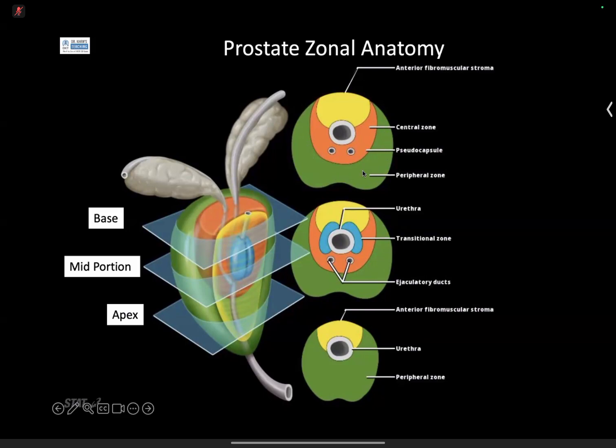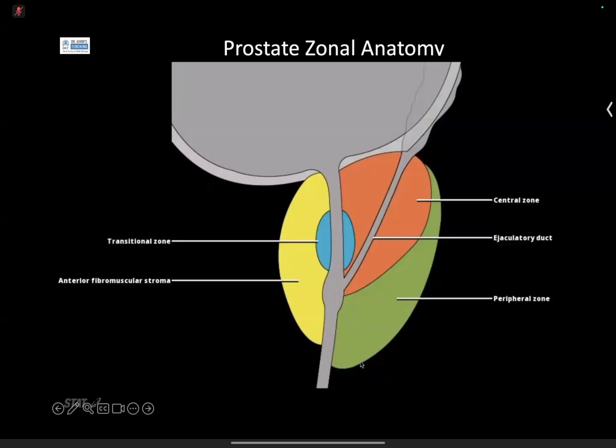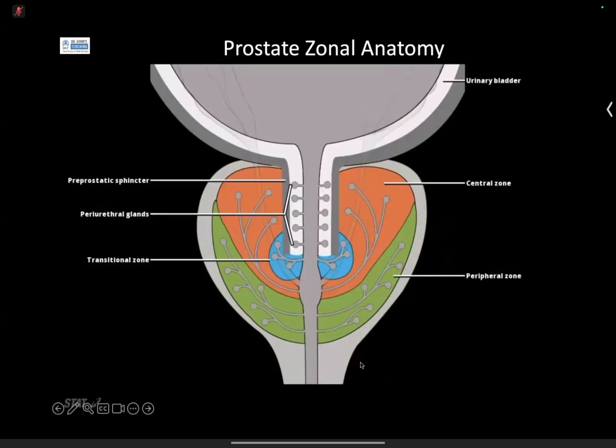70% of the tumors originate in the peripheral zone, and at FRCR level, you expect to be shown carcinoma cases in the peripheral zone. And to the upper part, proximal part of the gland, which is the base and the mid portion, is this central zone, which is the orange zone. But distally, there is no central zone. So this is the same concept on a coronal, where you can see the central zone, this blue one, which is the transition zone, and this is the peripheral zone.